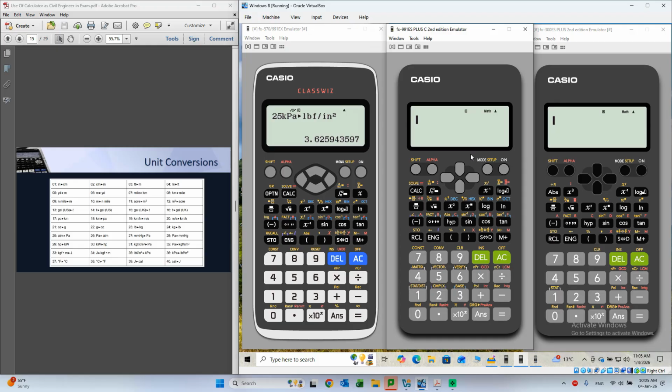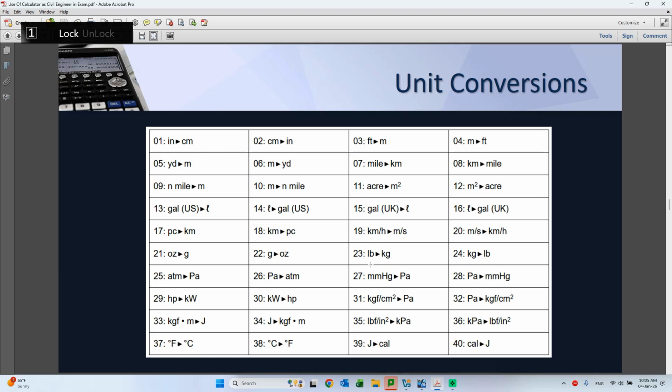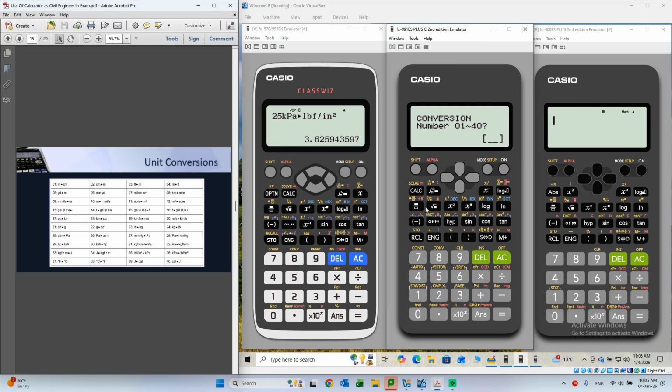For the ES, however, how does it work? If I press shift convert, it gives me the conversion number from 01 to 14. 01 basically stands for this, the table that we have here. So if I want, let's say, this one, I need to type 19 here to go from kilometer per hour to meter per second. Let me write 19 to see if it's working. 19, yes, that's kilometer per hour to meter per second. So I can just type, for example, 5 kilometer per hour. How much meter per second would that be?